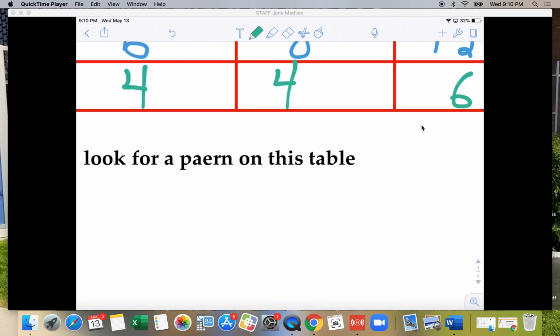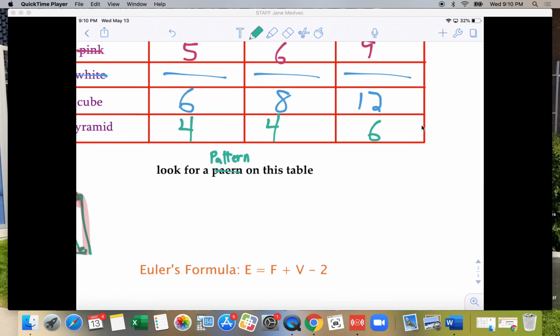Okay, now what we're going to do is look for a pattern on this table. And if you look really closely, it forms something called Euler's formula. And what that says is if I take the number of faces and I add the number of vertices and I subtract 2, I'm going to get the number of edges.